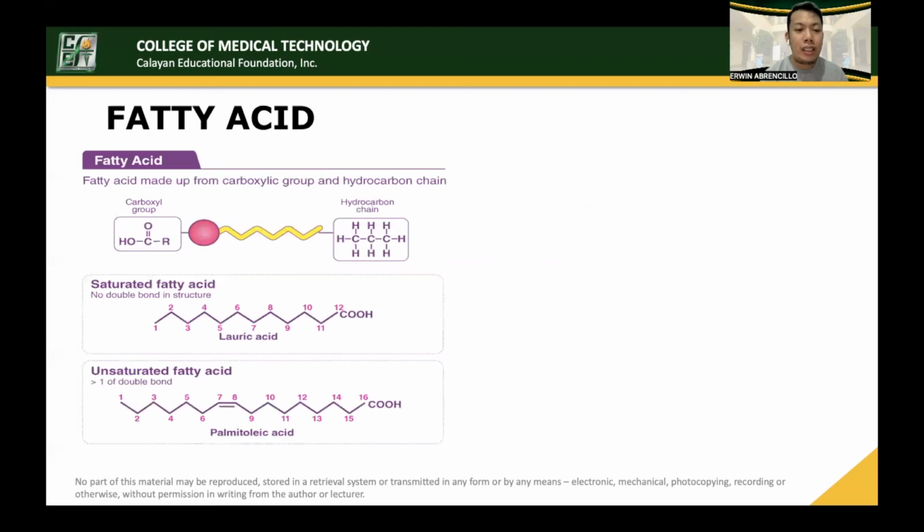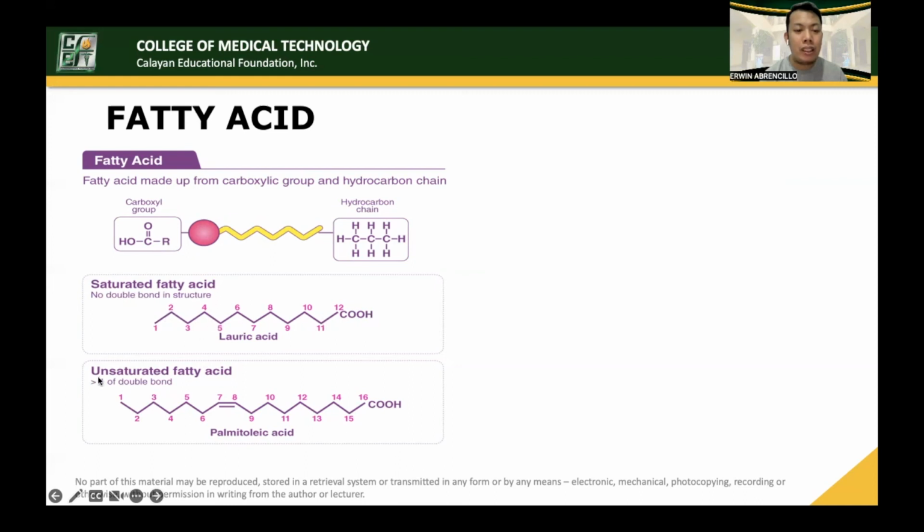So here is the general formula for the fatty acid. You have there the head and the tail. The head is the red one, and it is composed of a carboxyl group. And then the tail is composed of a hydrocarbon chain. In the saturated fatty acid, we just reverse the structure. So the head is the COOH here. And then this one is lauric acid, with a long hydrocarbon chain.